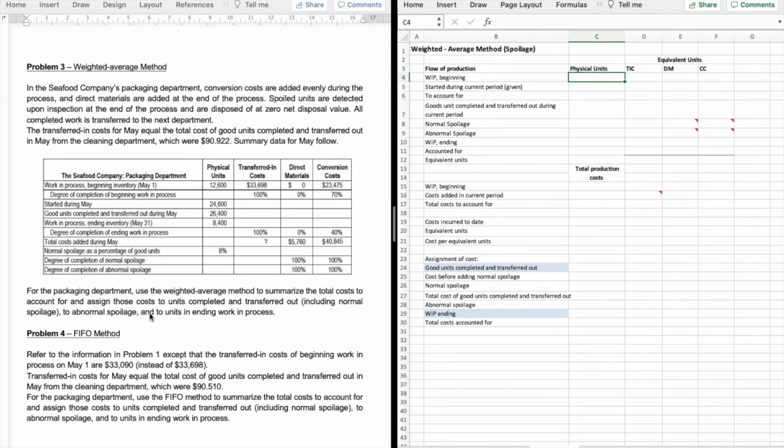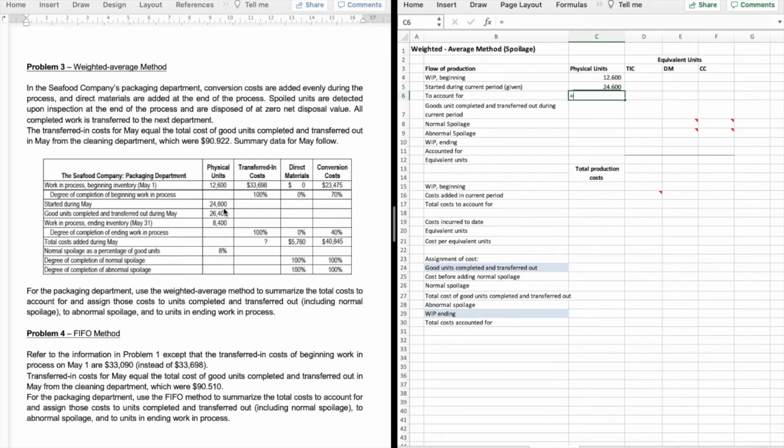For the packaging department, use the weighted average method to summarize the total cost to account for and assign those costs to units completed and transferred out, to abnormal spoilage, and to units in ending work in process. Basically, the step is the same with the previous step. So we start with the beginning work in process. We know that the physical unit here is 12.6 and started during current period is 24.6.